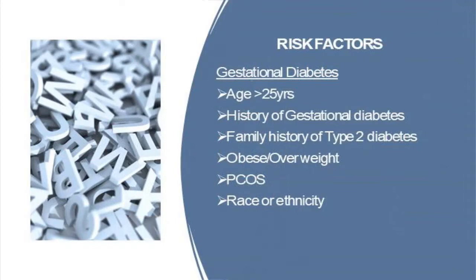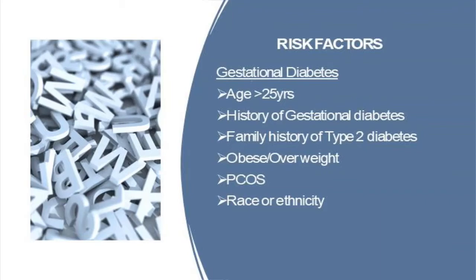And a history of gestational diabetes in a previous pregnancy would predispose to another one, or type 2 diabetes, like I mentioned earlier. Now, family history of type 2 diabetes would also predispose to gestational diabetes, as would obesity or being overweight, PCOS, like I earlier mentioned, and race or ethnicity.